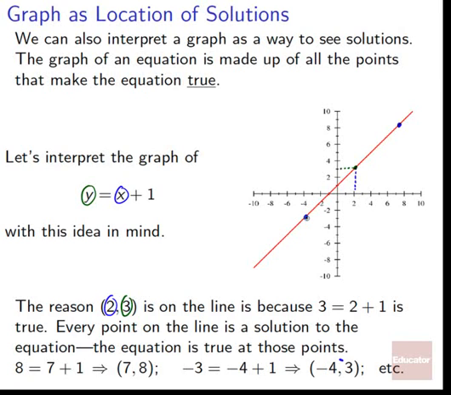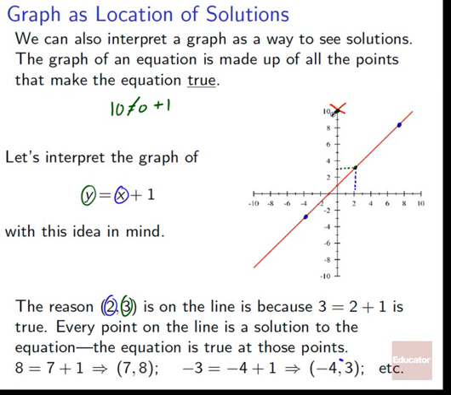If we were to put on some other point, let's just consider (0, 10) for a second. If we plug that in, we'd get 10 equals 0 plus 1. Wait, that's not true. 0 plus 1 is not equal to 10. 10 does not equal 0 plus 1, so this point here is a false point. It doesn't get to be on our graph, and that's why the graph is just made up of that line.